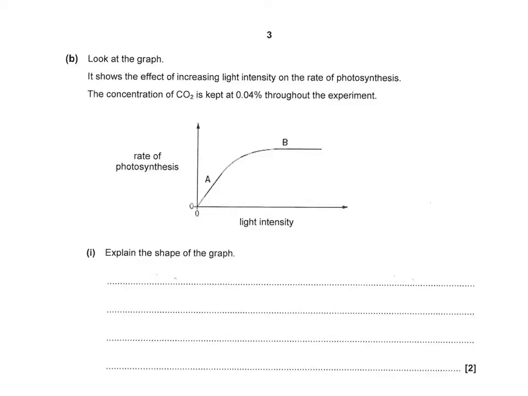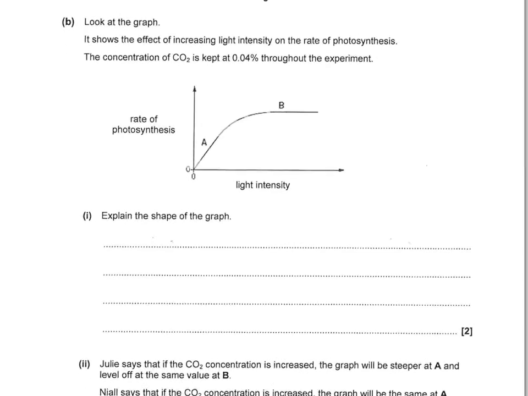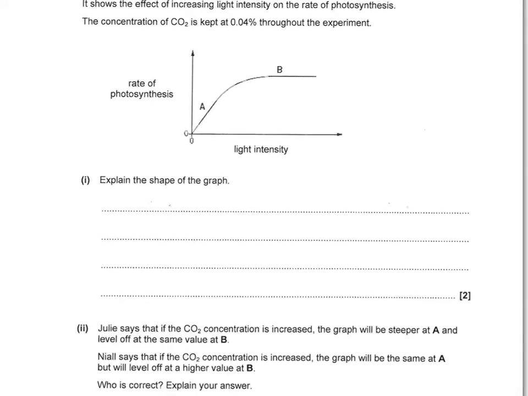Look at the graph. It shows the effect of increasing light intensity on the rate of photosynthesis. The concentration of carbon dioxide is kept at 0.04% throughout the experiment. Explain the shape of the graph. So 2 marks again. So at A, photosynthesis increases with increasing light because light is a limiting factor. And then at B, light is no longer the limiting factor. So there's no effect. Or you could say that carbon dioxide or temperature is limiting the rate, as increasing light has no effect. So at A, light is the limiting factor, but at B, light is no longer the limiting factor.